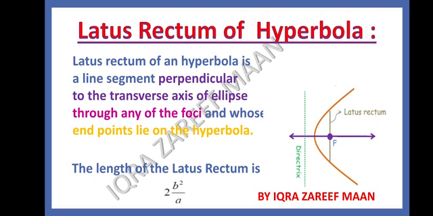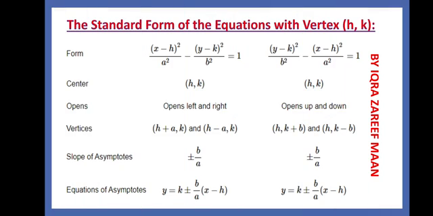Latus rectum of the hyperbola. The latus rectum of the hyperbola is the line segment perpendicular to the transverse axis of the hyperbola through any of the foci and whose endpoints lie on the hyperbola. Basically, a latus rectum is a line passing through the focus whose endpoints lie on the hyperbola. In the case of an ellipse, we have the same definition of the latus rectum. The length of the latus rectum is 2b square over a. We are not going to calculate the length of the latus rectum.